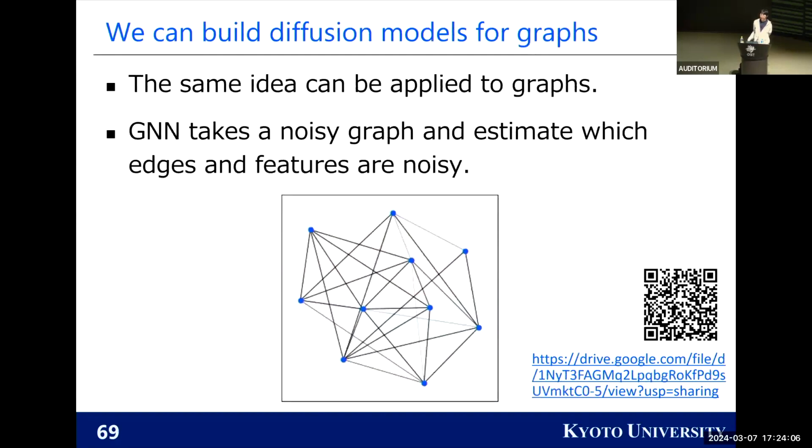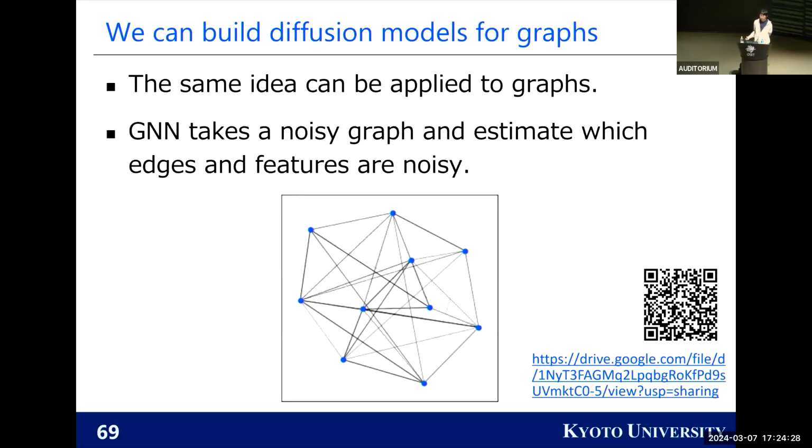And the same idea can be applied to graphs just by using graph networks as a component. The GNN takes a noisy graph and estimates which edges and features are noisy and subtracts such components from the noisy graph and repeats this process. And this animation shows an example. Starting from a very noisy graph, we can subtract edges like this and refine the quality, and we can obtain a high quality graph like this.